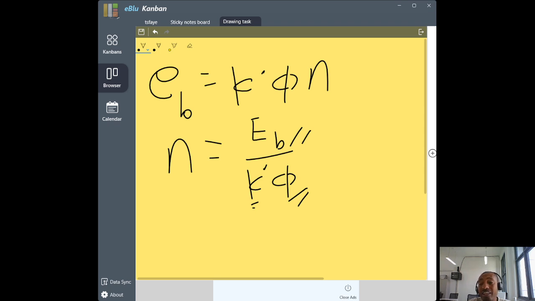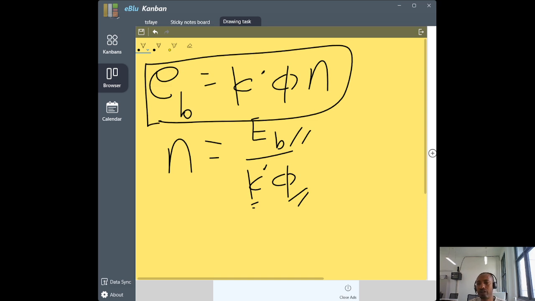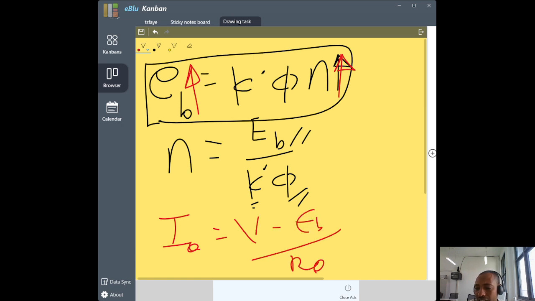You said that the back EMF is this one. If I increase the speed of the motor, back EMF will increase. So from the voltage equation mentioned here, IA, what does it say? It is V minus EB divided by RA.